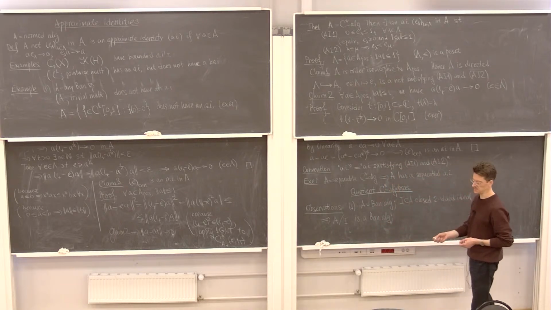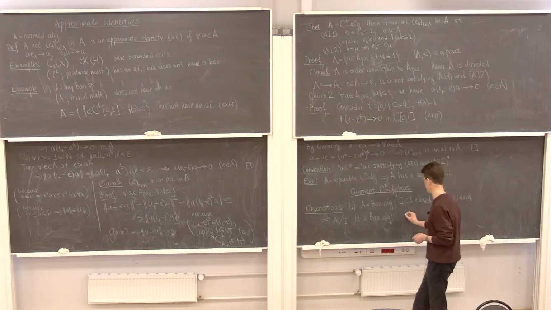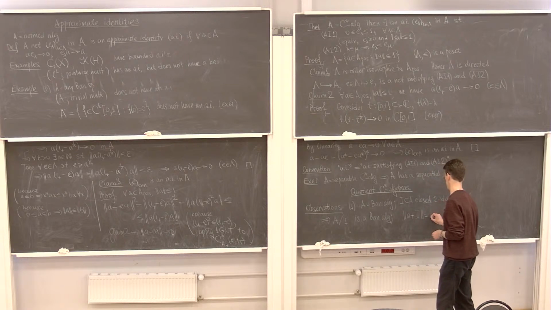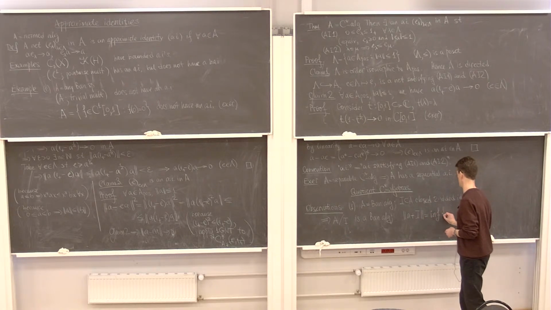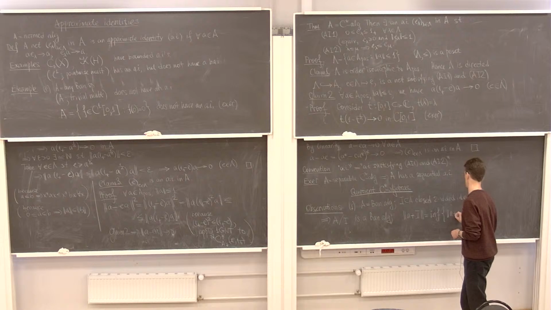So let's recall that the standard quotient norm on the quotient is given by the following formula. This is the infimum over all representatives in this coset, that is, of the norms of all elements of the form A plus B, where B runs over the ideal I.